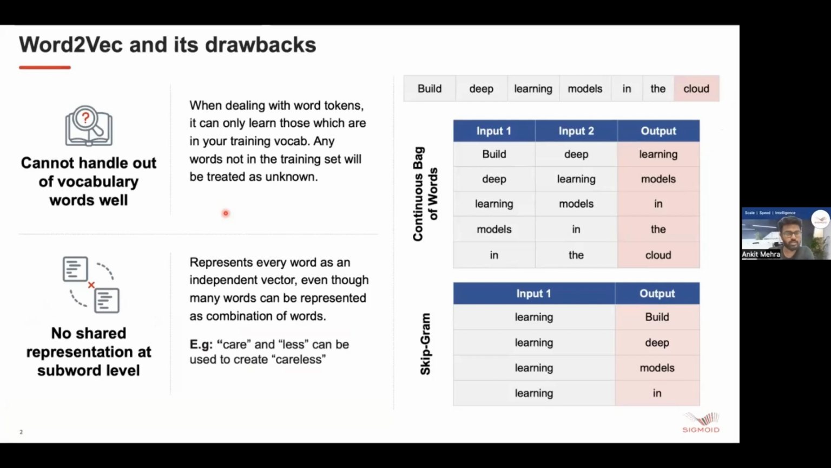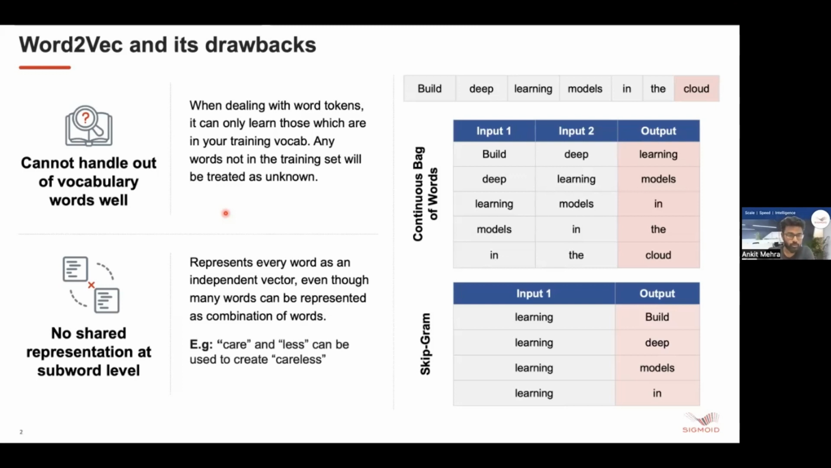So the first one is the inability to handle out of vocabulary words. This essentially means that the model is able to recognize the words that it has seen during its training process, but the new words are treated as unknown and represented using a random vector, which can be suboptimal.